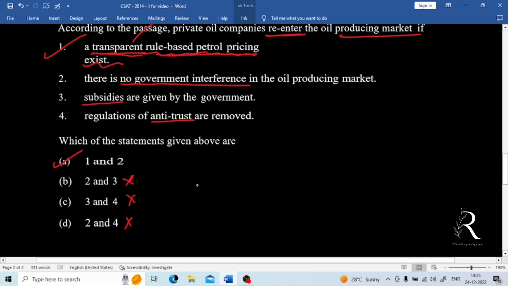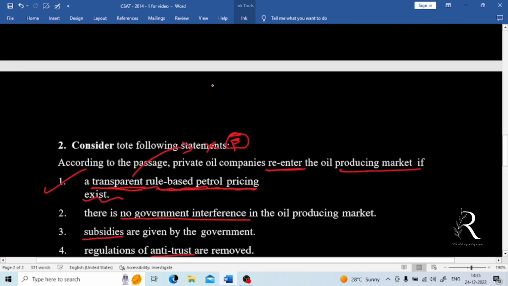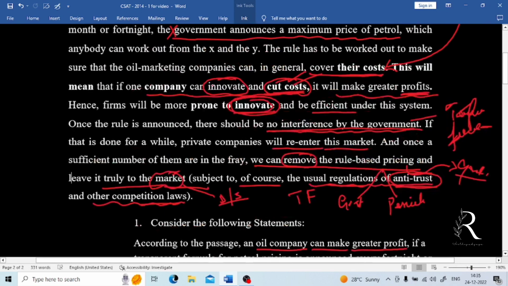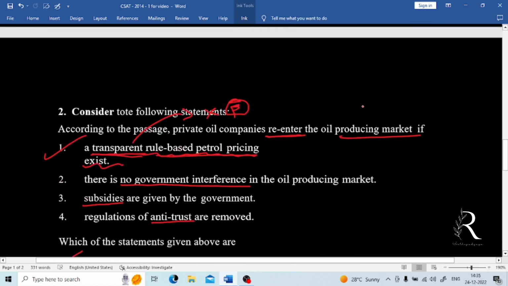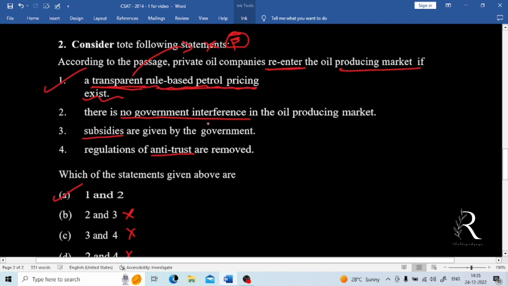Okay, let us not take a chance. I still have 30 seconds more. Let me go through the remaining statements. There is no government interference. Do you remember, we underlined there should not be any government interference? Have a look: no interference by the government. I told you, underlining is very important. You got it? So it is here, which means keyword matching. It must be there in my statement.